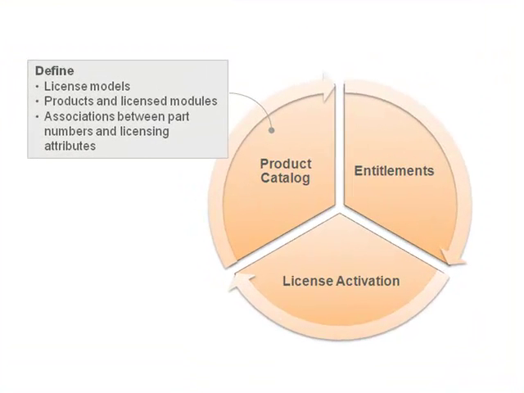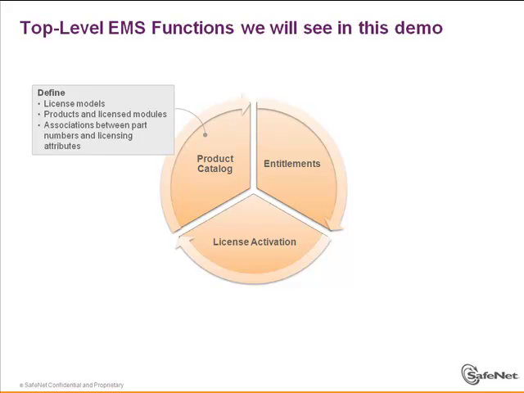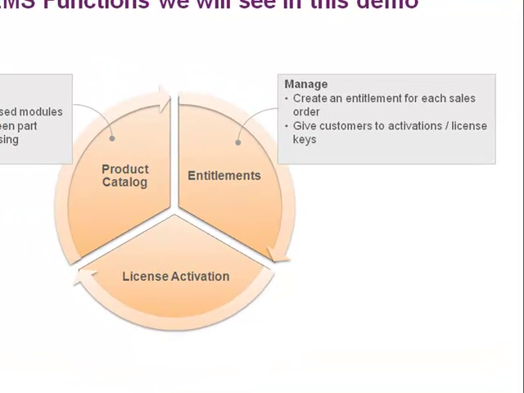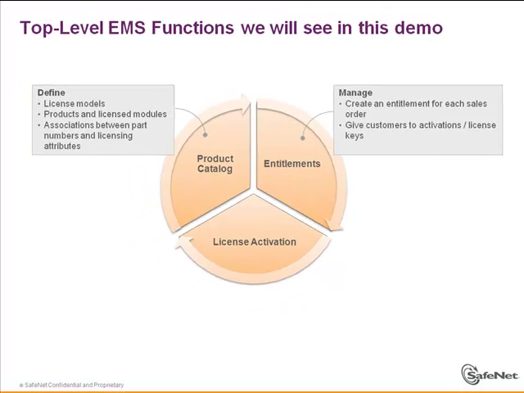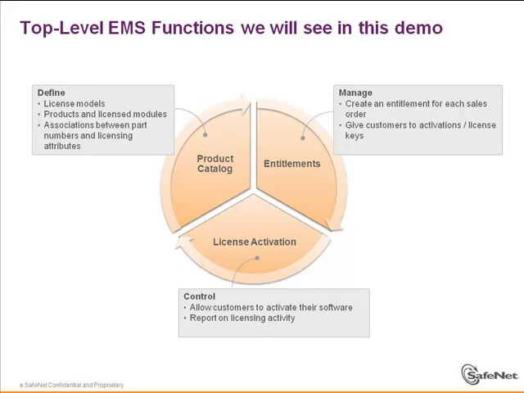So we're going to start with the product catalog. Within the product catalog, this is where I can define license models. I can define my licensed modules, my products, associate my part numbers and the licensing attributes and all that stuff. And then we would move to entitlements, where I can create an order. I can give the customers activations or license keys through my entitlements, or give my customers access to activations. That's what that should say. And also make the point that this can be ERP driven, of course. And then finally, we'll move on to activations, where we allow the customers to activate their software, generate their keys, and also report on licensing activity.